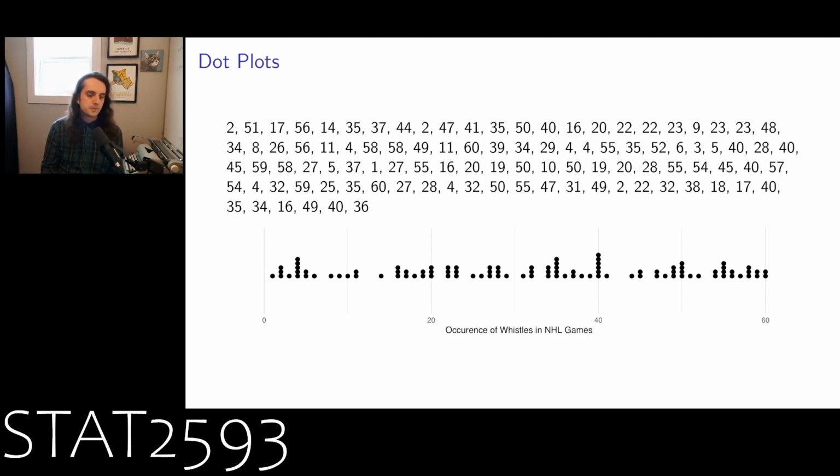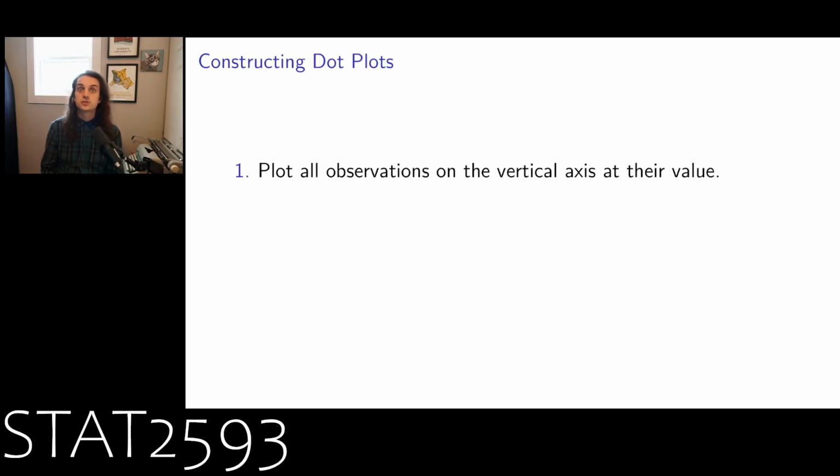And the idea with our dot plot is that, again, we can scan pretty quickly to see where these values are actually coming up, right? So if we look at it, again, we can see that there are a few peaks, there are a few more spaces where there's no values being observed, but for the most part, we're not seeing a large lumping around any particular value. So in order to construct our dot plot, we will plot all of the observations on a vertical axis at their value.